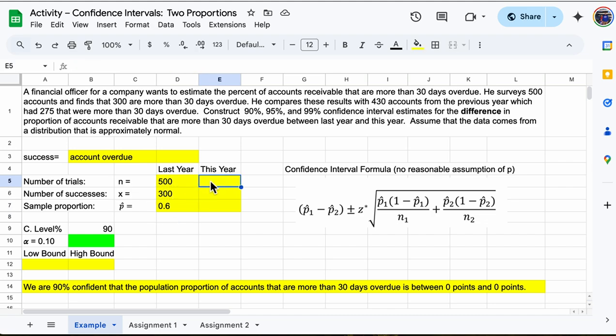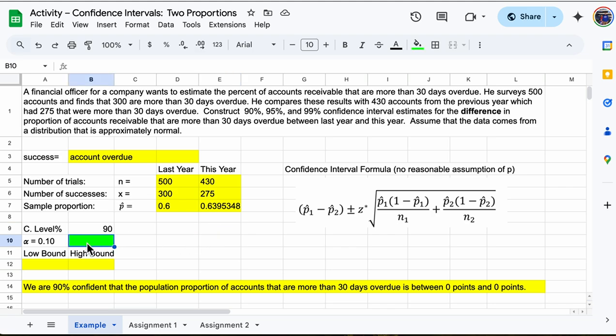This year we have 430, 275 of which are overdue. Get the quotient. Excel seems to know exactly what I want to do, so I'll tab that in and accept it. It's referencing E6 being divided by E5, so we're good there.